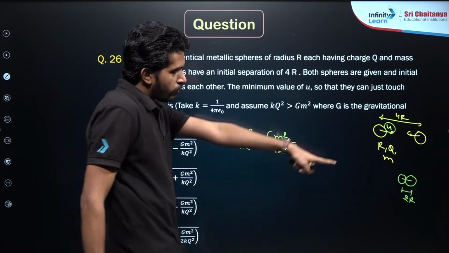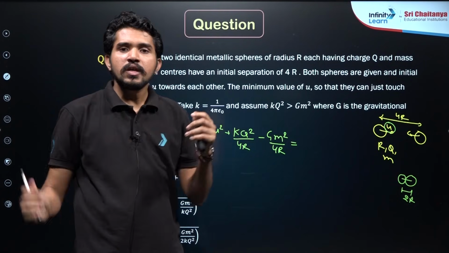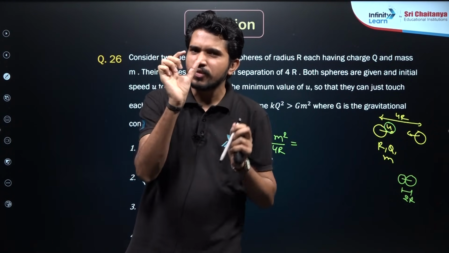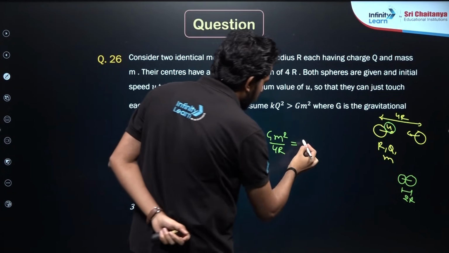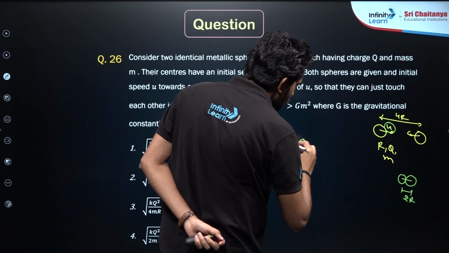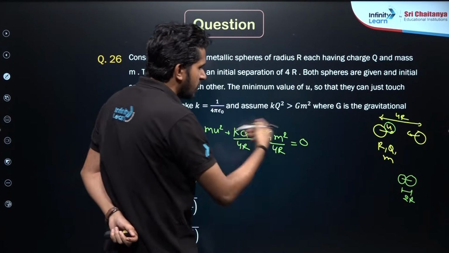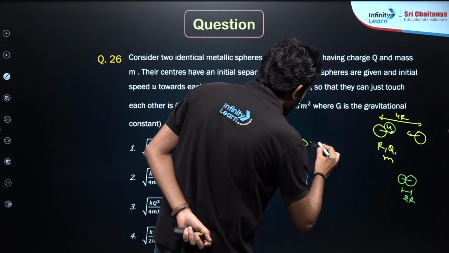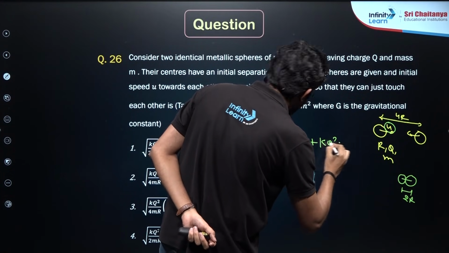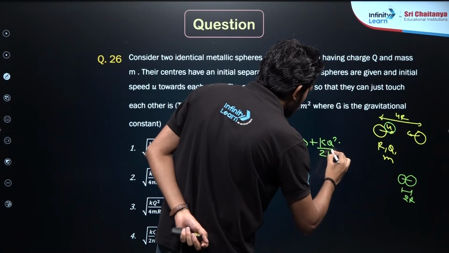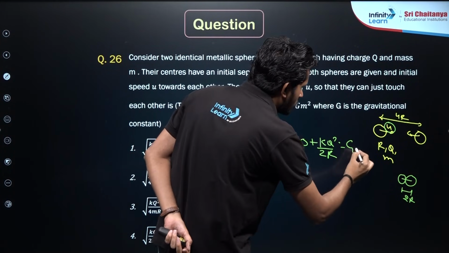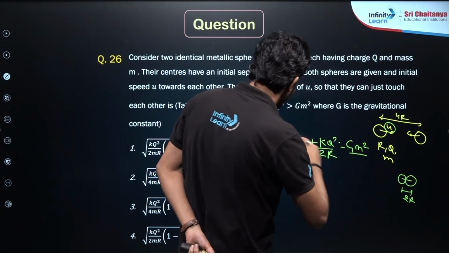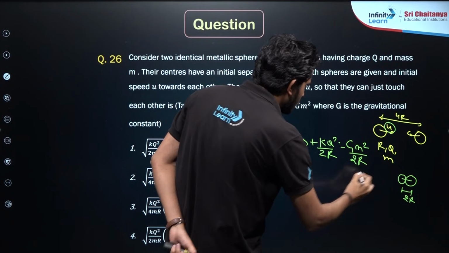Now the final kinetic energy will be 0, since we are giving just enough velocity so they can touch each other. The final kinetic energy is 0, and the electrostatic potential energy would be kq square by 2r, and the gravitational potential energy will be minus Gm square by 2r, right?